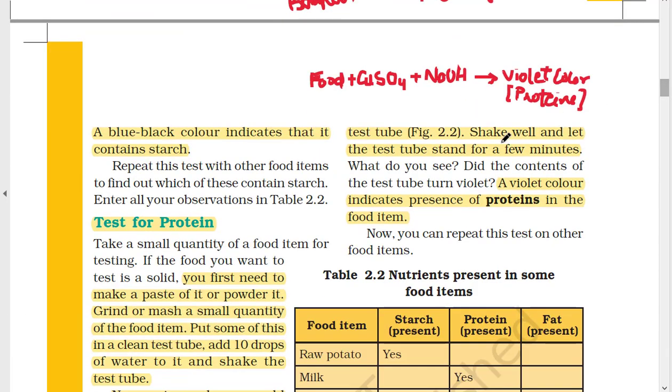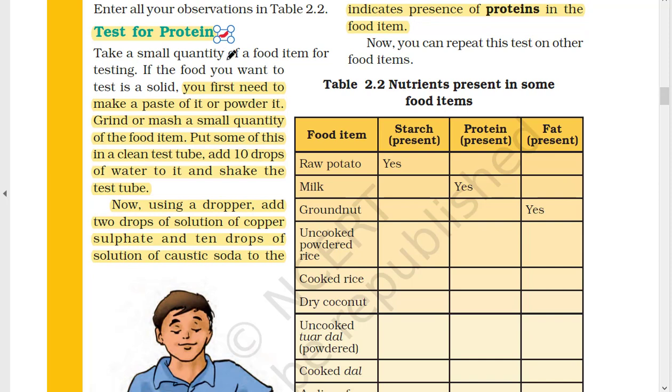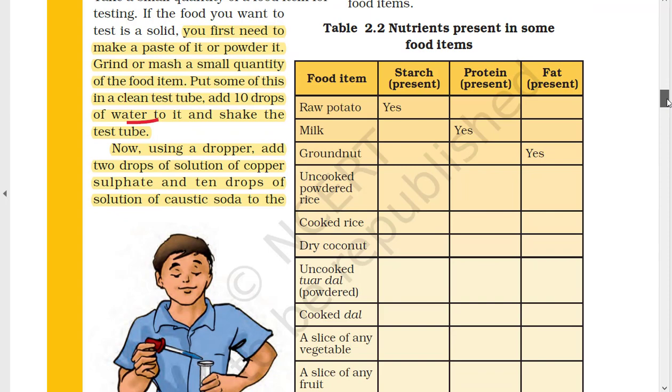Now let's move forward. The next test is for the proteins. I've done the test for the carbohydrates, that is starch, and now we are doing the test for the proteins. For proteins, first of all, whatever food item you are taking, just grind it and make a powder of it. And then after that, put some drops of water in it, so that you can get the food item in liquid form. It will be easy then to test it. That's why we are grinding and adding water in it.